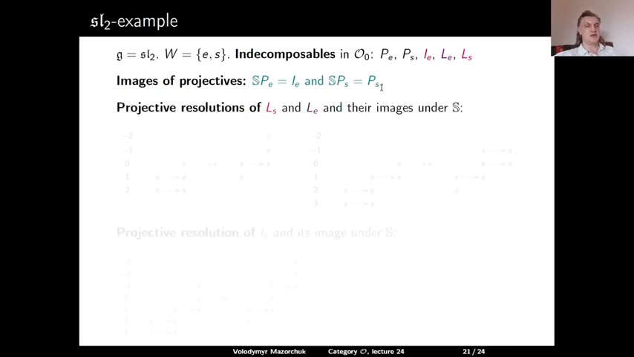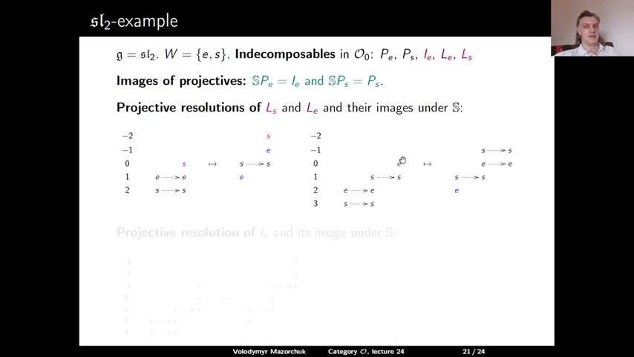So here are the projective resolutions of the simple objects and their images under the Serre functor. The simple object LS has a two-step resolution, so it's covered by PS and the kernel is PE. When we apply the Serre functor, PS goes to PS, also shifted in degree, and PE becomes IE. So we get a complex with two new homology places of the form LE.